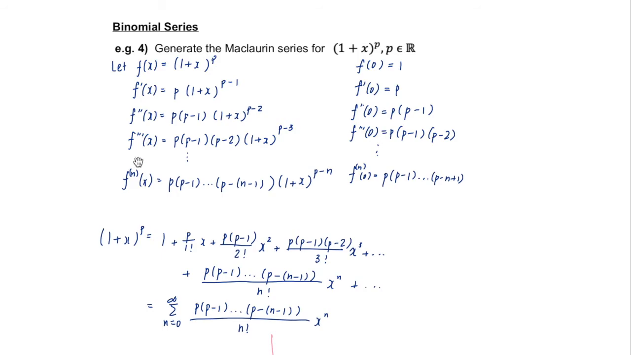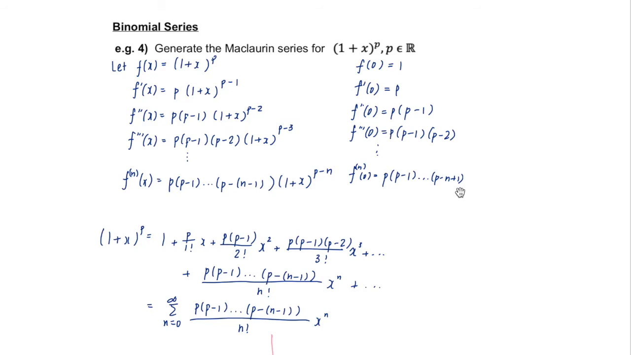So if I generalize this, the nth derivative of the function f of x can be expressed as 1 plus x to the power of p minus n multiplied by p times p minus 1, p minus 2, so on up until p minus n minus 1. What are these when x equals 0? I have f of 0 equals 1, f prime of 0 is p times 1 plus 0 to the power of p minus 1, so p, and then I have p times p minus 1, and so on, okay? So basically that 1 plus x to the power of p minus n part is gone.